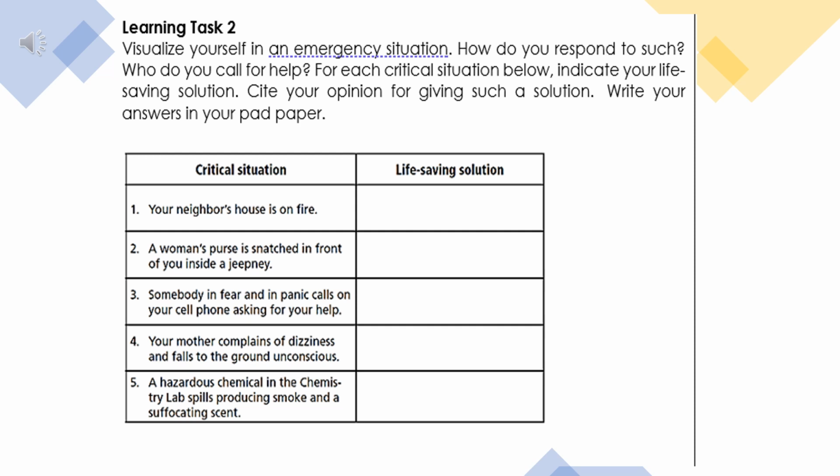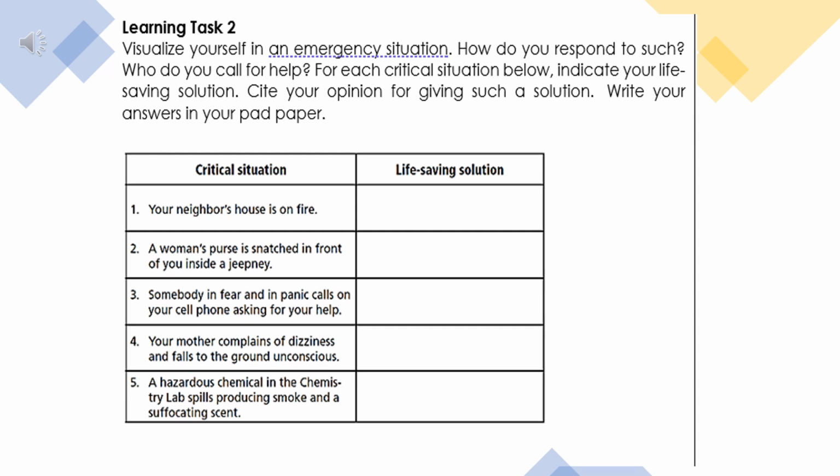Number five, a hazardous chemical in the chemistry lab spills, producing smoke and a suffocating scent. Of course, the first thing to do is to inform everybody about the smoke and the suffocating scent. And as you have learned from your laboratory teachers, you open the windows and the door so that you will not be suffocated inside the chem lab. Or the best thing to do is to inform the teacher about it so that the teacher can instruct the entire class. Okay?